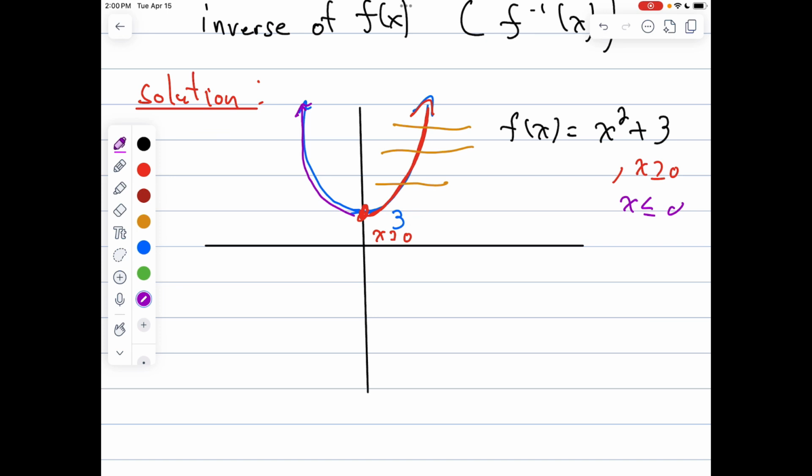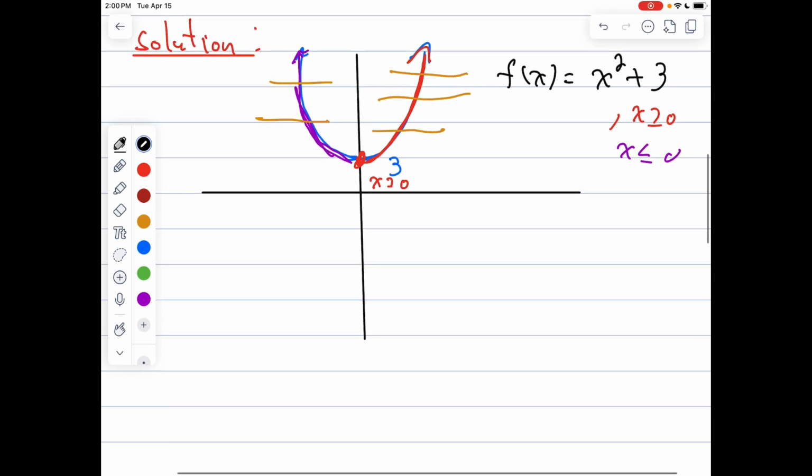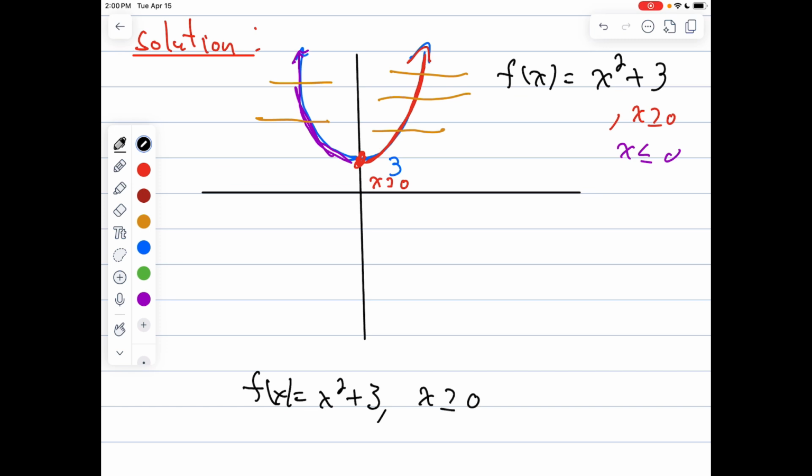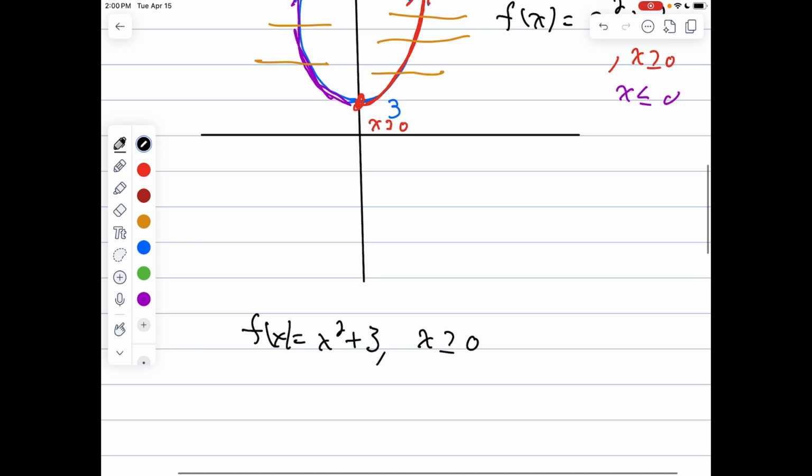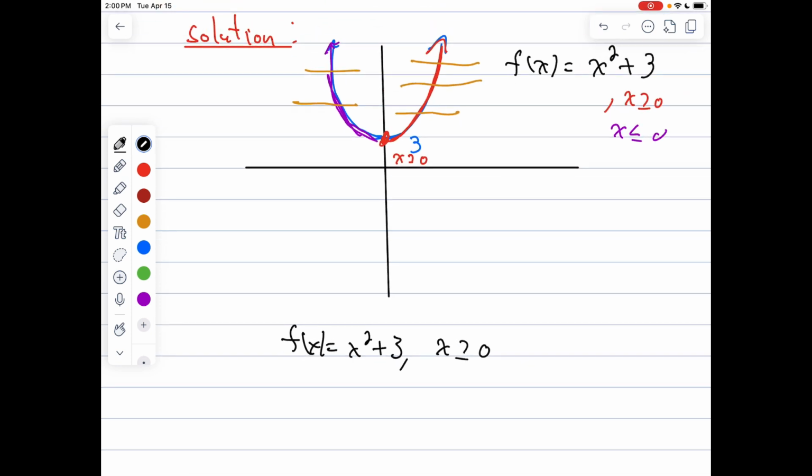There are actually many ways of answering this question. And again, just to show this, I would draw a horizontal line and it would pass the horizontal line test here again. So that works as well. So you have more than one choice. So f of x equals x squared plus 3 when x is greater than or equal to 0 would be an invertible function now. Okay, so again, if you can graph and restrict the domain for which the graph would now pass the horizontal line test, that's what we're saying.